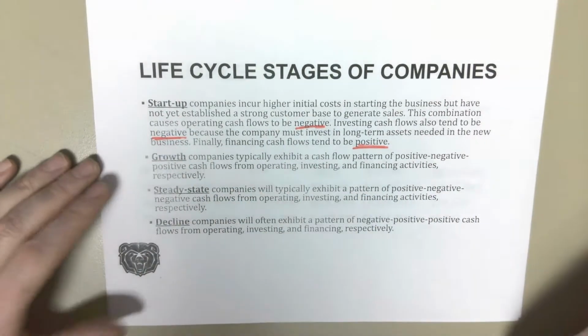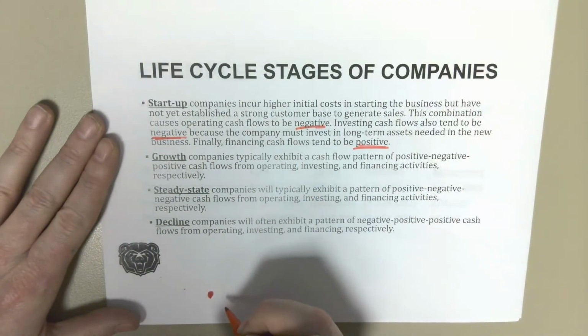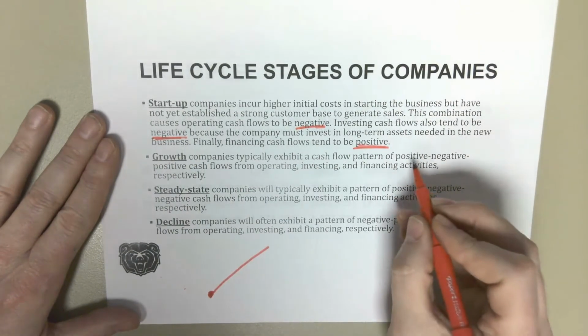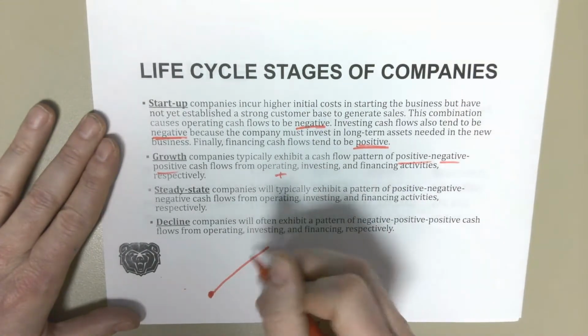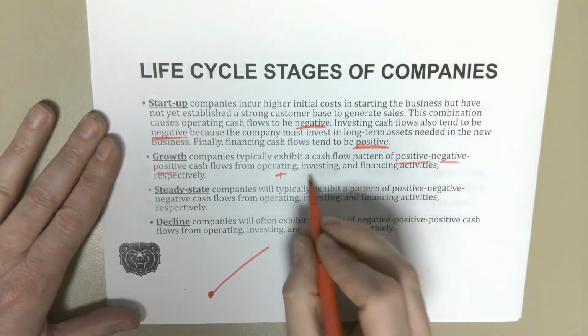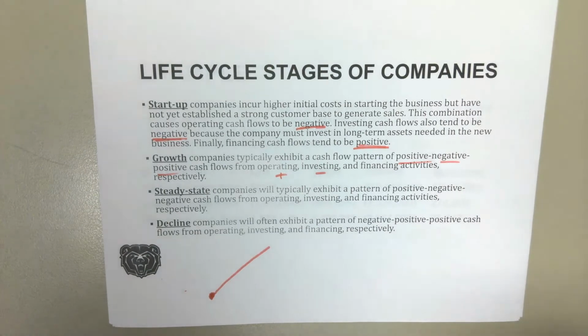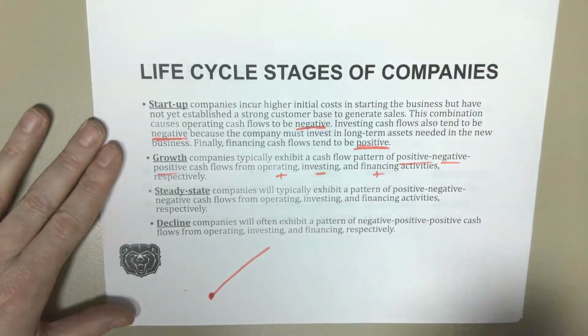Then we've got growth companies. So startup companies start here, right? This is your startup phase. Then you have a growth company. This is when you're growing those revenues. So typically you're going to see a positive, negative, positive cash flow. You're going to see positive operating because your revenues are coming in, okay? You're going to see negative investing cash flow because as that money's coming in, you're still pushing it out the door to invest in more PP&E, to invest in more equipment to help you generate more revenue, right? So you're going to see a negative investing, but you're also still financing some of these things too. So you're going to see that positive, negative, positive there.